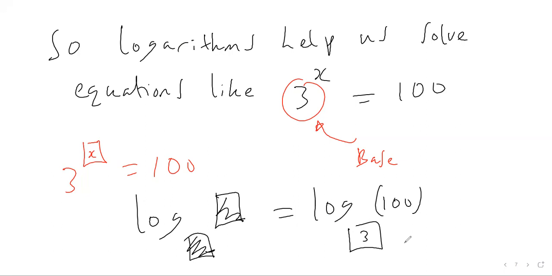If I do that, I would get about 4.19 to 3 significant figures. What that tells us is that 3 to the power of 4.19 is about 100. If you do that on the calculator, 3 to the power of 4.19 is roughly 100. I get 99.8 when I do that with the rounded version. But yes, 3 to the power of this number will give you 100. Again, logarithms tell you the power that you need to raise the base by to obtain that number. So now we're able to solve equations using the log button on our calculator.